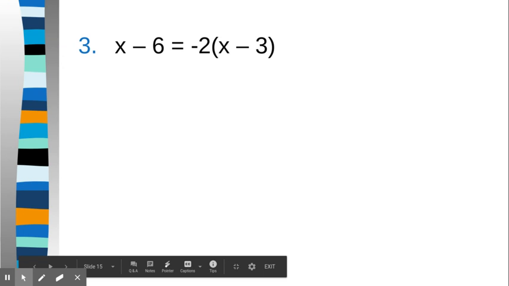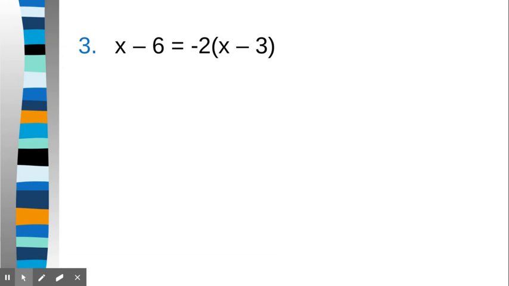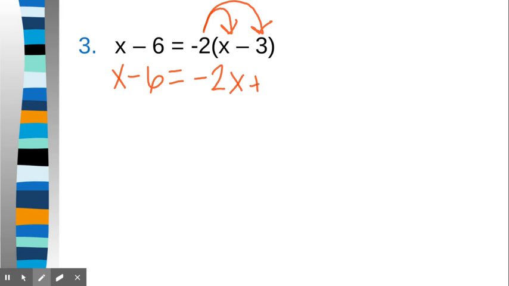Here I have an extra step. I see some parentheses, and so our brain should be telling us we need to distribute. We're going to take that negative 2. That's going to go to both pieces in parentheses. So before I do anything with the variables, we're going to take care of the parentheses. This gives me negative 2x and a positive 6 because we had negative 2 times negative 3.